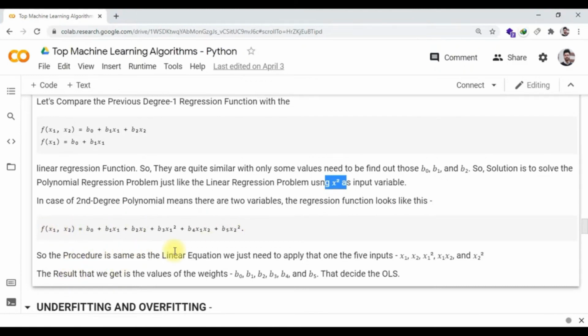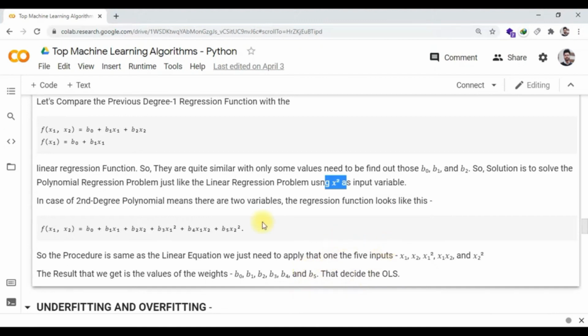The procedure is the same as the linear equation. We just have to apply the five inputs: x1, x2, x1 square, x2 square, and x1x2, which is just like the equation of (a plus b) whole square. And we get the result of our weights, b0, b1, b2, b3, b4, b5, which decide the OLS. So this is the whole mathematics behind polynomial regression that makes it different from linear regression.